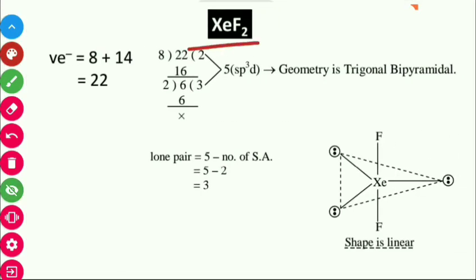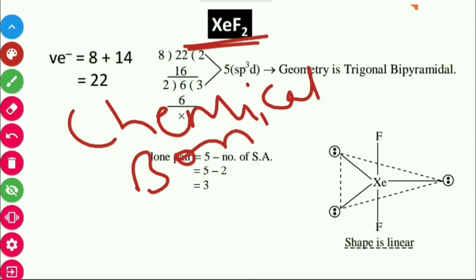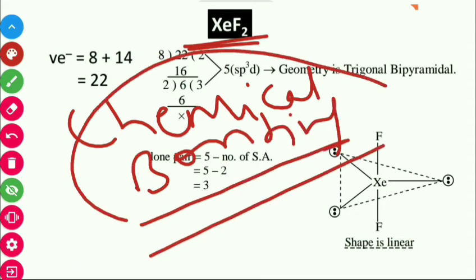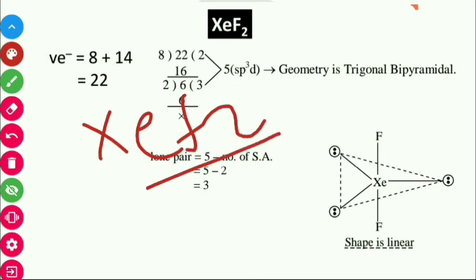If we talk about XeF2, the question is to find the geometry, the hybridization, the shape and the number of lone pairs. This topic is from the chemical bonding chapter, but we cover the chemical bonding concept also in this lecture. So this video is really helpful for you. In XeF2, there is a trick for calculating the hybridization.